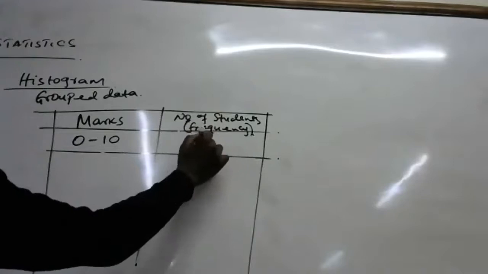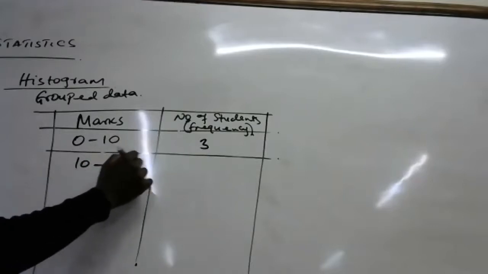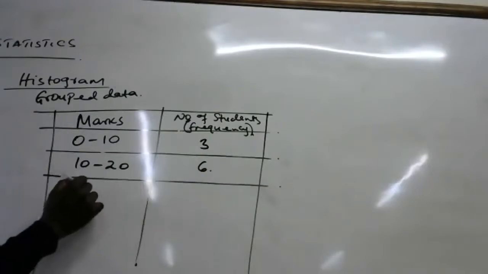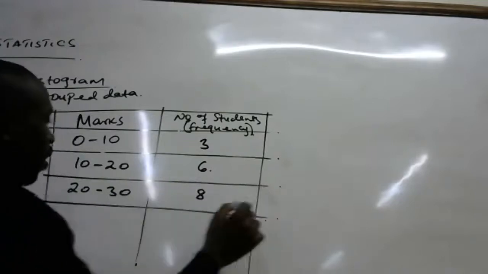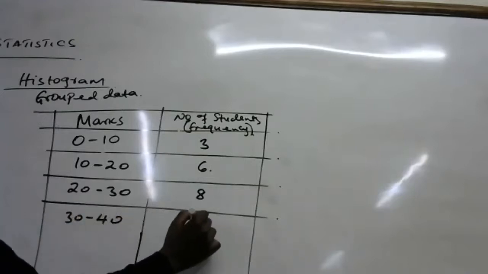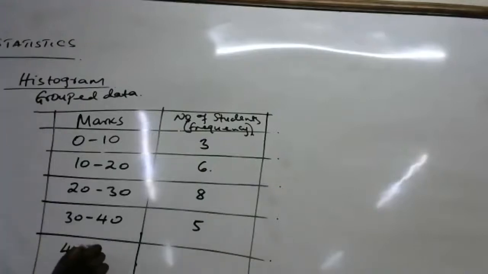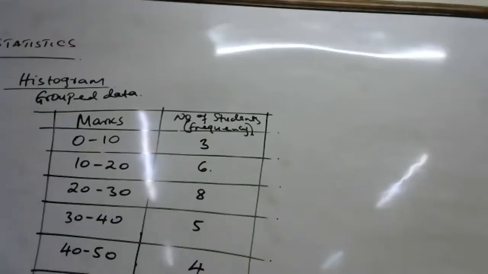Those who scored 0 to 10, maybe they were 3 students. Those who scored between 10 and 20, maybe 6 students. Between 20 and 30, maybe 8 students. Between 30 and 40, maybe 5 students. And between 40 and 50, let's say 4 students. And now you are told to present this information on a histogram.